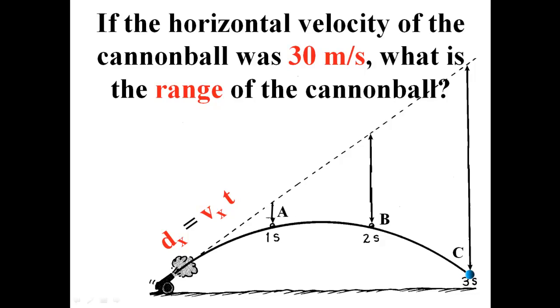So we have a cannonball fired at a horizontal velocity. Let's take a look at this. What's the range of the cannonball? This is more of a review. The range is the horizontal distance. And I have for you the formula d_x. x means in the x direction. So the distance, or range, in the x direction.